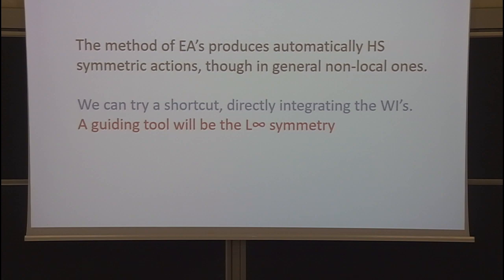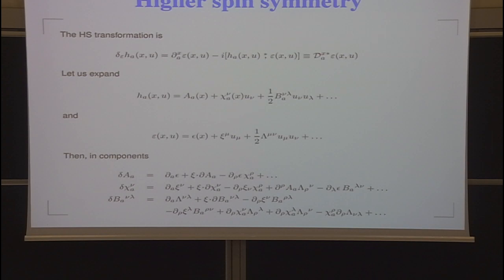In fact, even if they are local, they have infinitely many derivatives. Okay, the idea now is to try a shortcut and integrate the L infinity symmetry. What does it mean? It means finding a local theory, local but with infinitely many derivatives, which satisfies directly the L infinity symmetry, that is the previous axioms. And this can be done. It is perhaps even too easy.